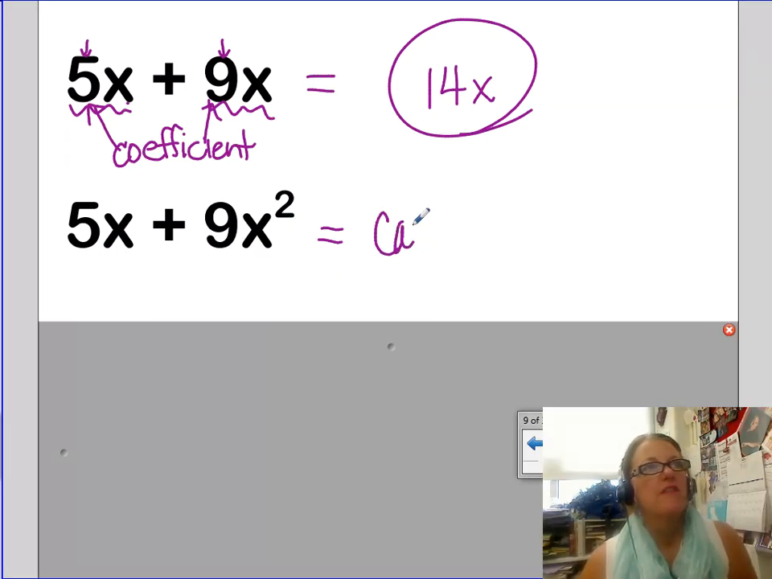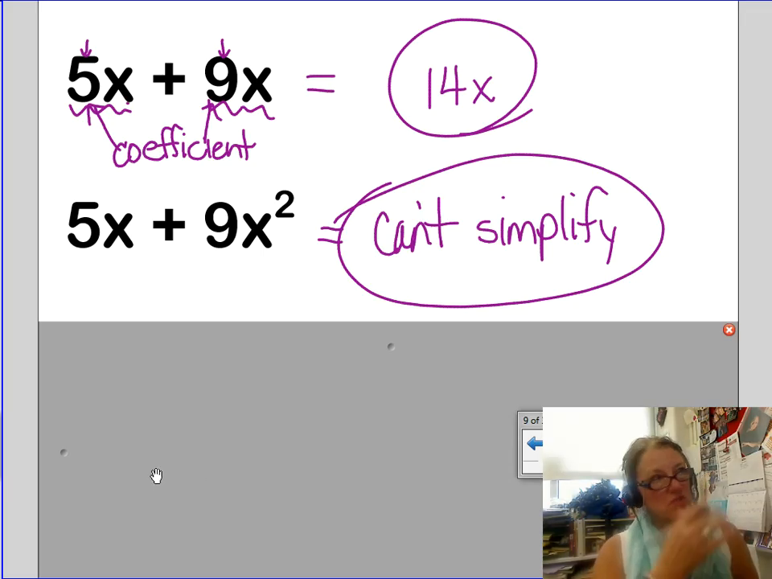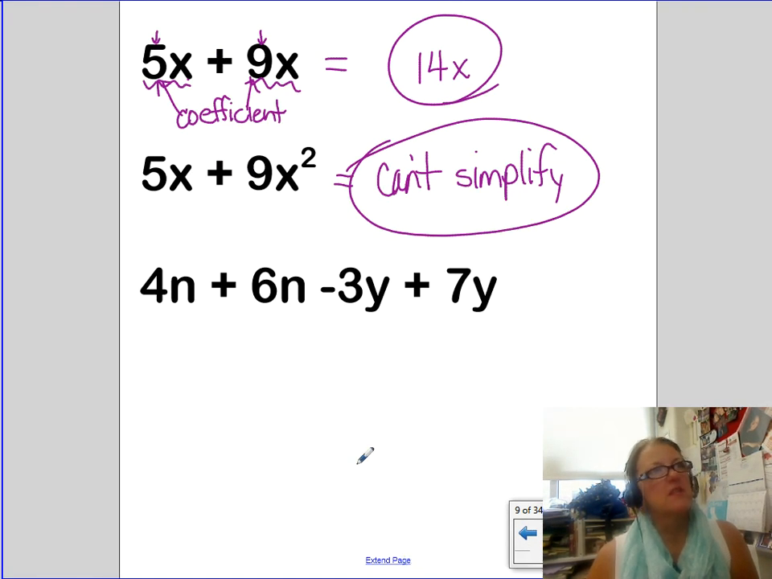In fact, if I asked you to simplify this, it would be completely appropriate for you to say, can't simplify. They are not like terms. There's no combining that you can do. You just leave it as is, and that's what you get, okay? All right, so now let's start looking at some of these.